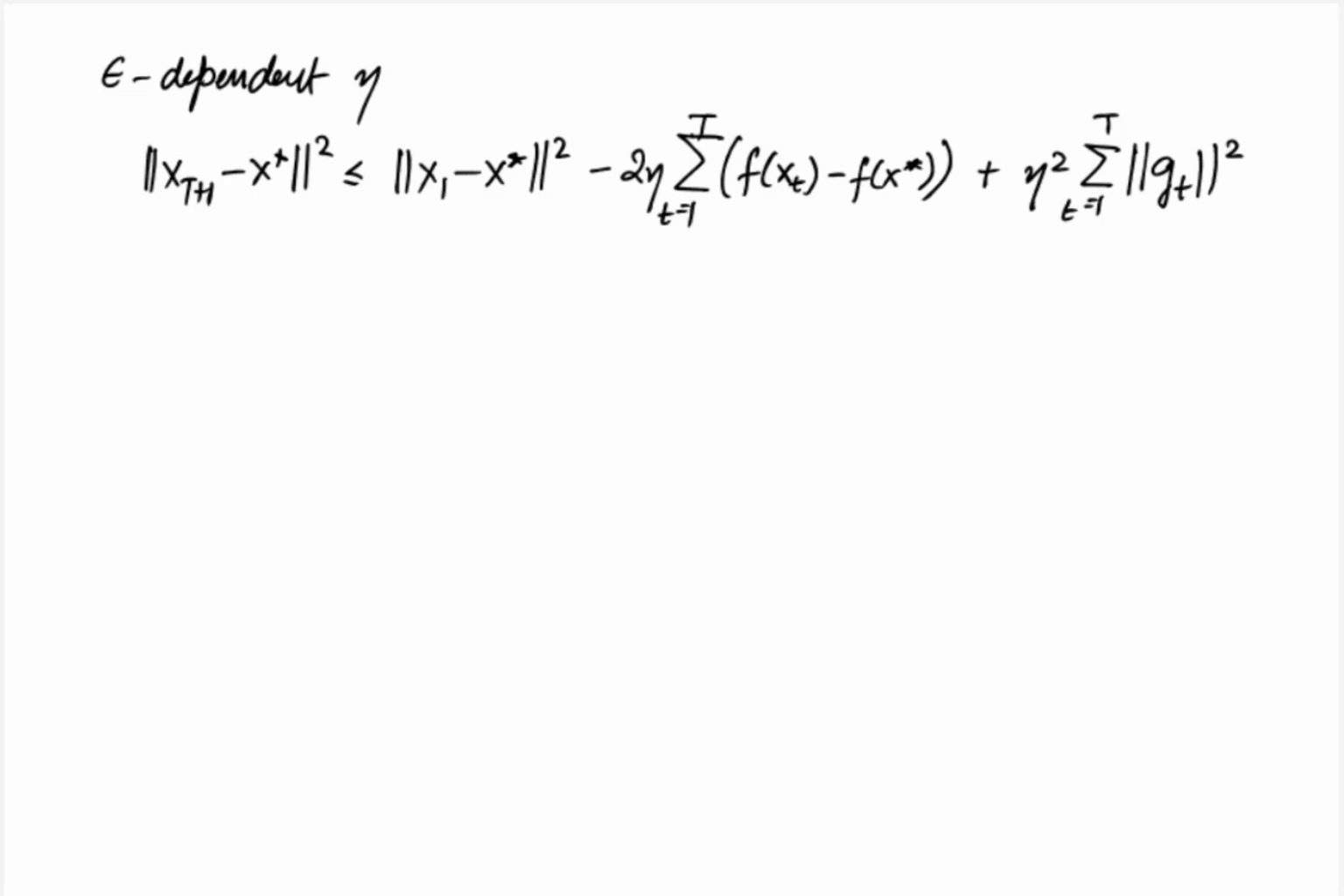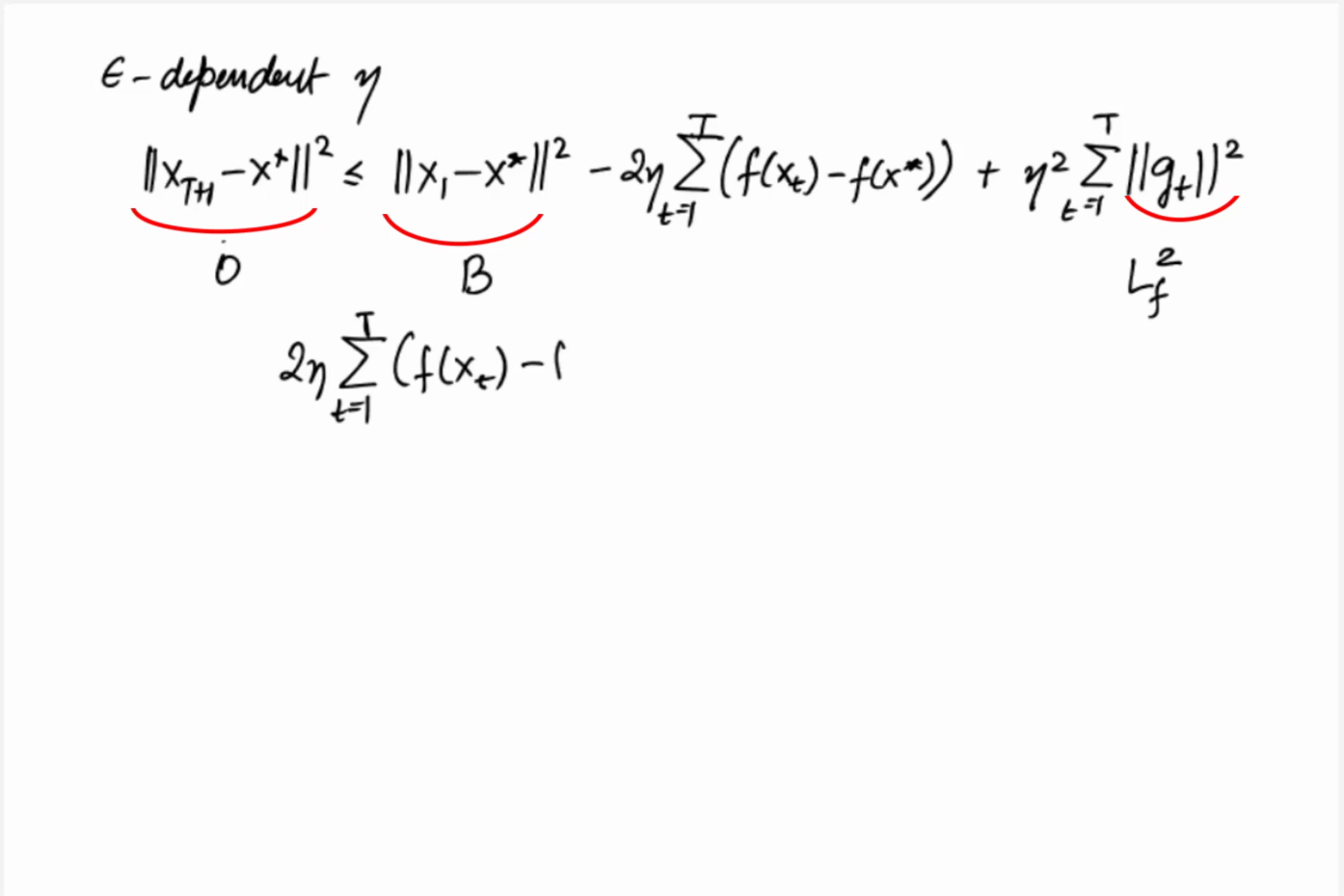Now as before, the sum on the left can be lower bounded by 0. The first term on the right can be bounded by b, and the ||g_t||^2 term can be bounded by the Lipschitz continuity by L_f^2. So rearranging, we obtain that 2 eta summation over t equal to 1 to T of (f(x_t) - f(x*)) is less than or equal to b + L_f^2 T eta^2.